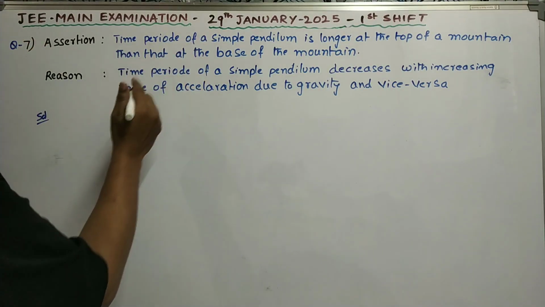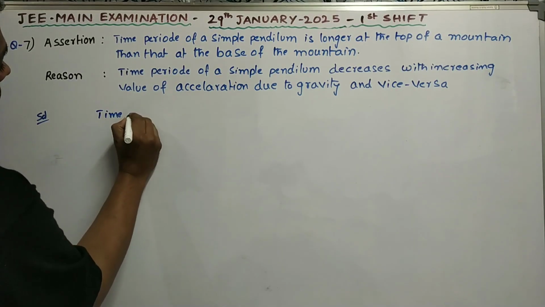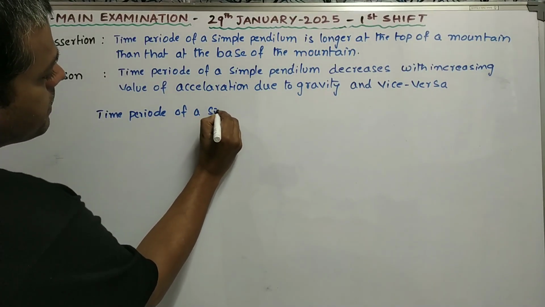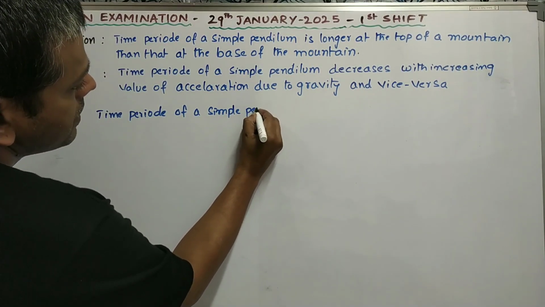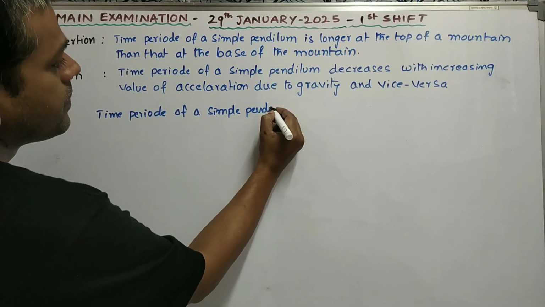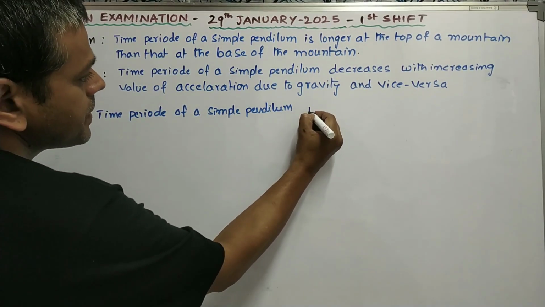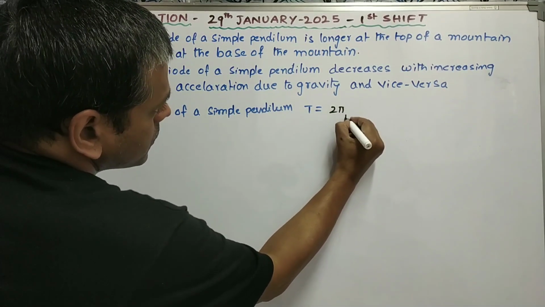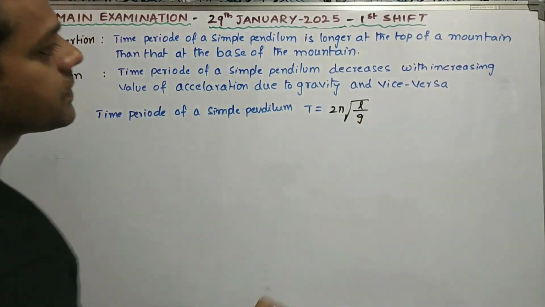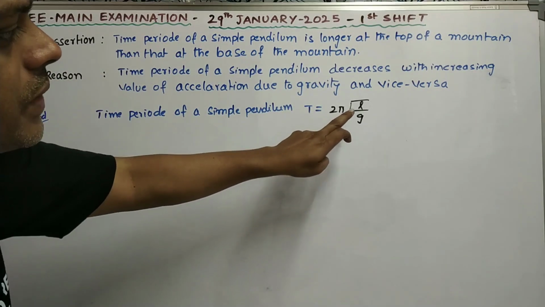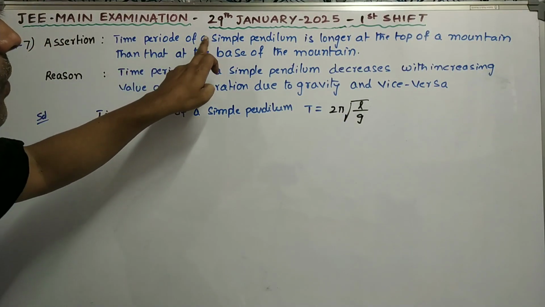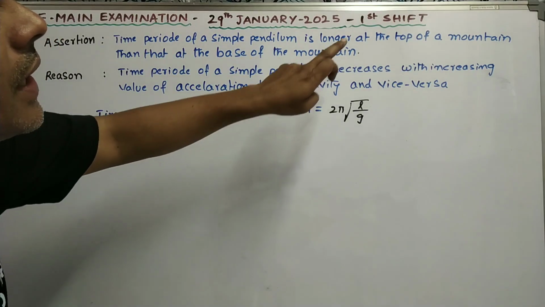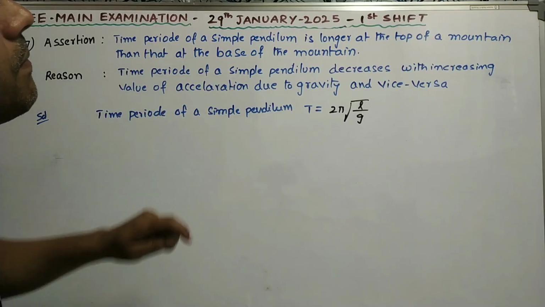First one is time period of a simple pendulum. What is the time period of a simple pendulum? T is equal to 2 pi into root over L by g. So what is the first assertion saying? Time period of a pendulum is longer, that means T is longer at the top of the mountain than at the base of the mountain.